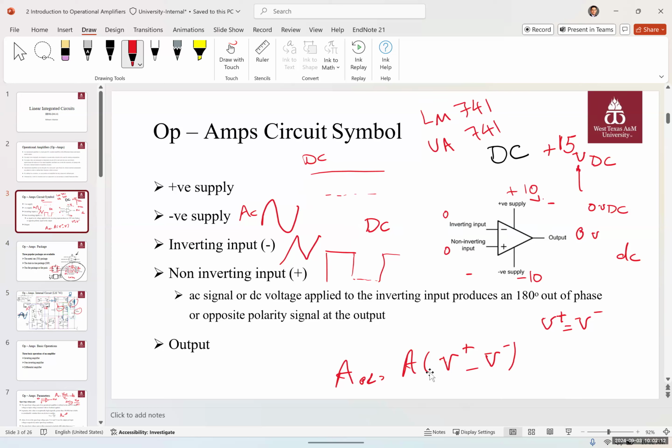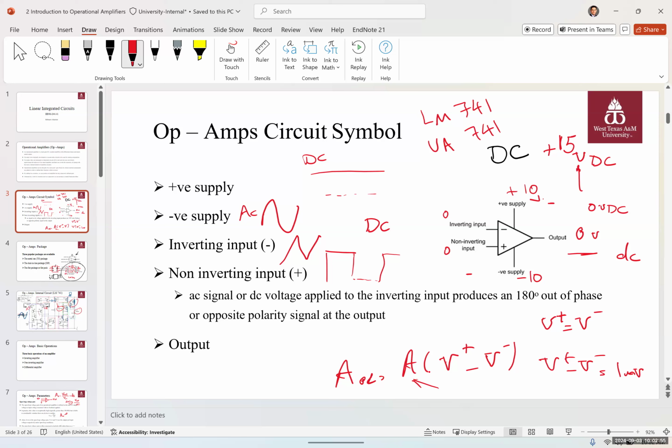Meaning in a practical op amp, not an ideal op amp, if we give it 0 voltage at the input, we are not going to have 0 voltage in the output, because the op amp, again, is not perfect. It's not ideal. We have several millivolts at the output. Why? Because of the imperfection, the difference between these two would not be 0, and it will usually be a few millivolts. And that few millivolts will be multiplied by this gain, and you're going to have an output in the system. Does it make sense?